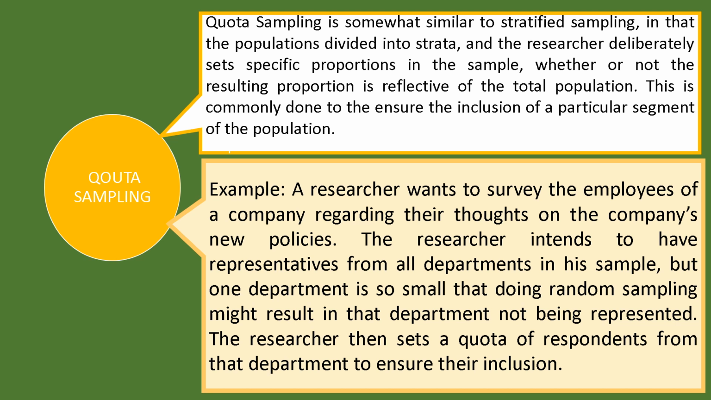Example, a researcher wants to survey the employees of a company regarding their thoughts on the company's new policies. The researcher intends to have representatives from all departments in his sample, but one department is so small that doing random sampling might result in that department not being represented. The researcher then sets a quota of respondents from that department to ensure their inclusion.